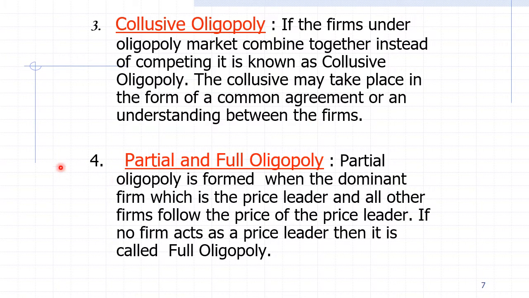The fourth form is partial and full oligopoly. Partial oligopoly is formed when the dominant firm, which is the price leader, sets the price and all the other firms follow the price leader's price, then we call it partial oligopoly. If no firm acts as a price leader, it means that there is no price leader in the oligopoly structure, then we call it full oligopoly.